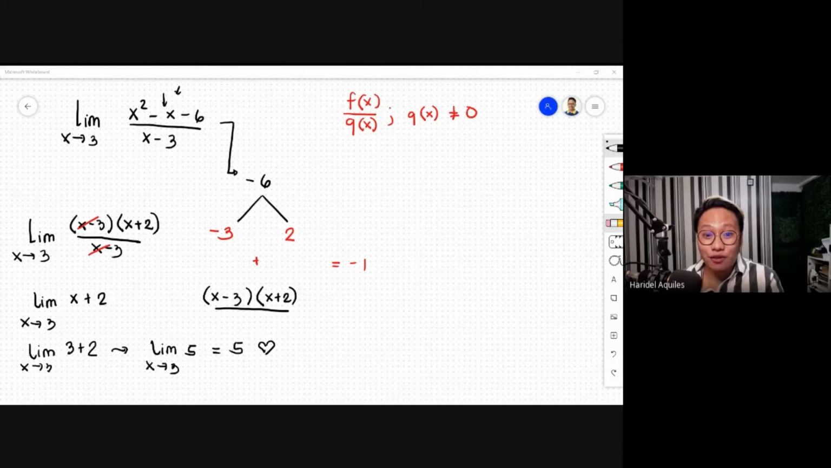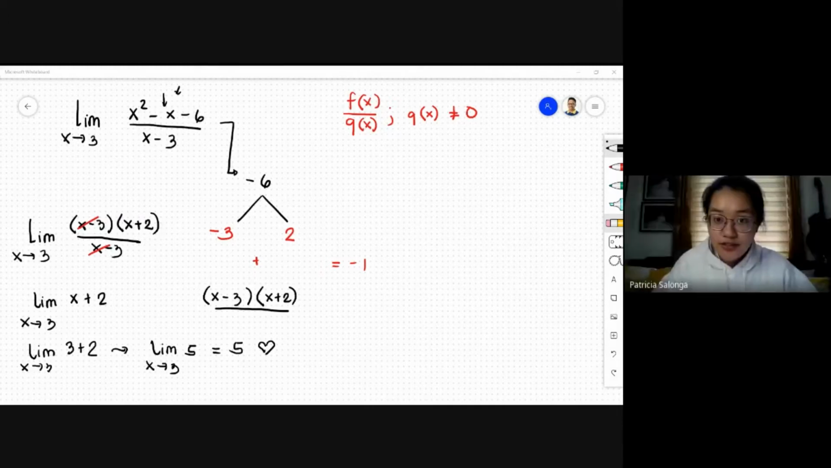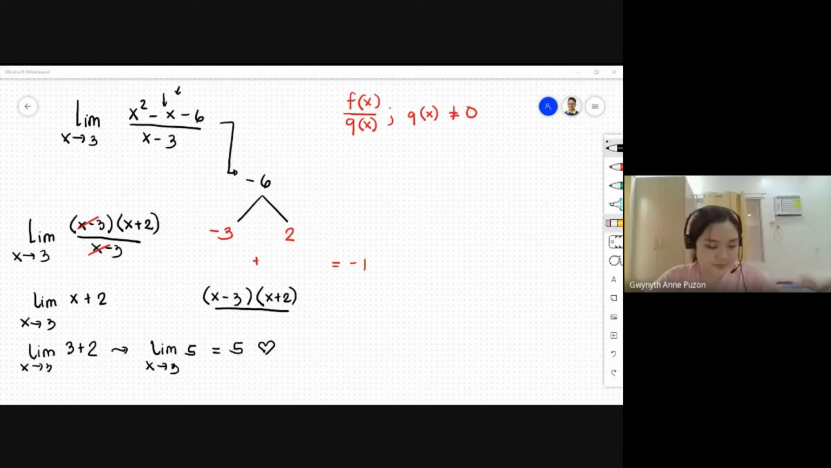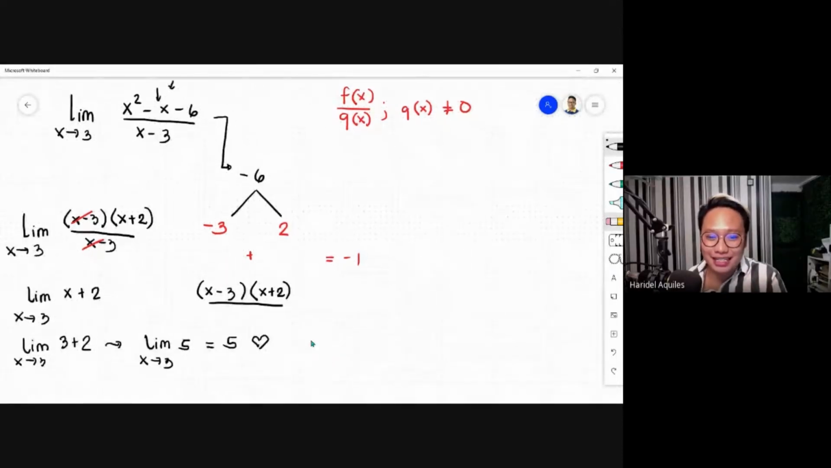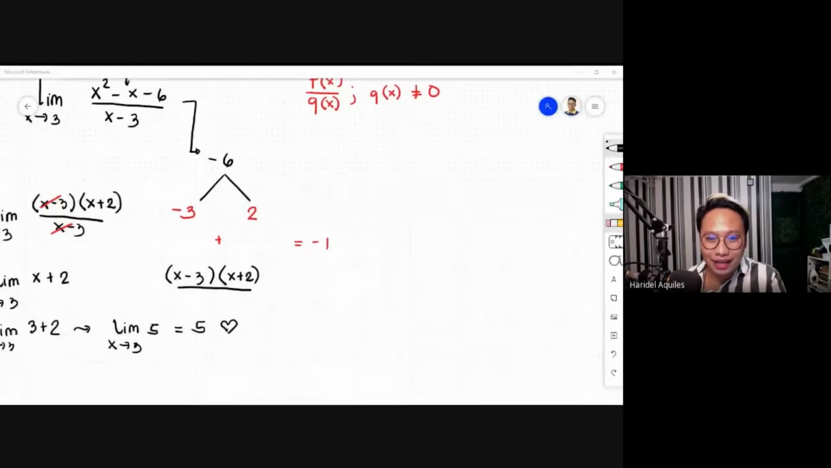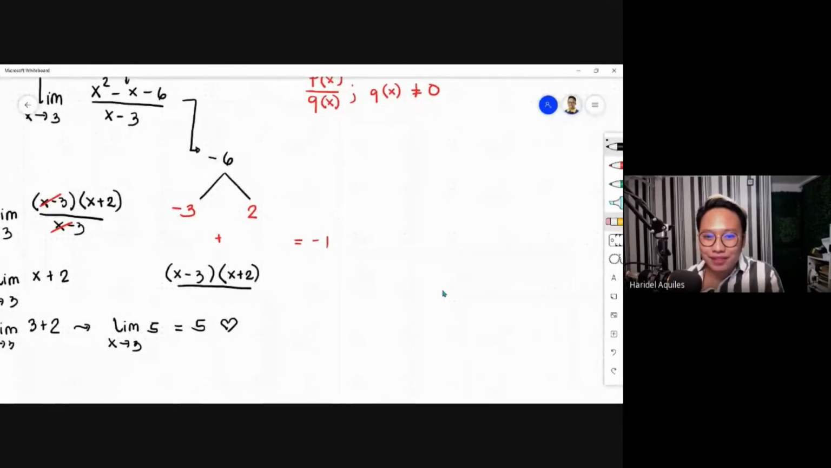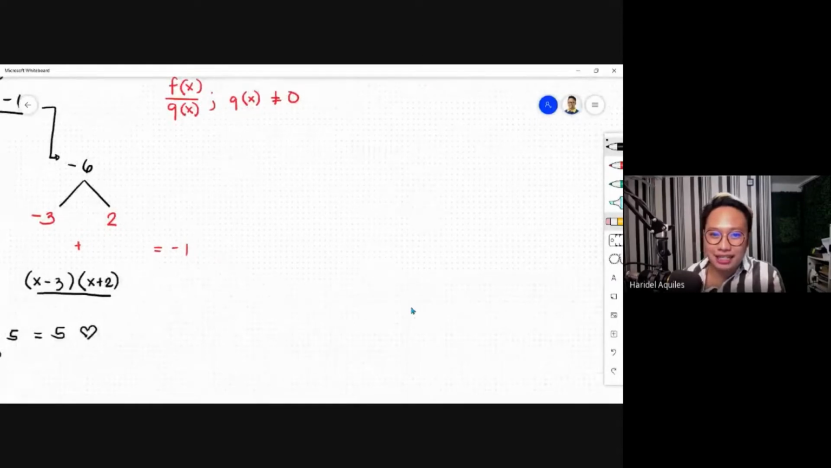Do you guys have question for that example? None, sir. Very good. Perfect. Good job. So let's continue with the second example. Let me just grab my paper here and write the second example.